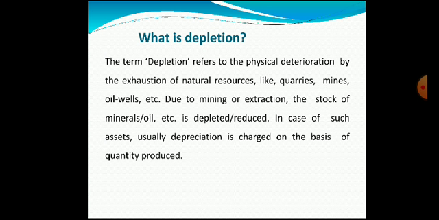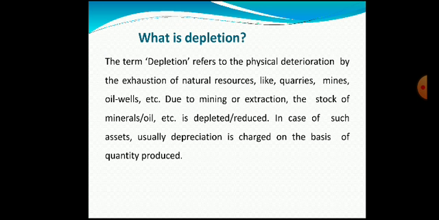Next, what is depletion? There are certain terms which are associated with depreciation. Depreciation is basically charged on the fixed assets of the organization. The term depletion refers to the physical deterioration by the exhaustion of natural resources like quarries, mines, oil wells, etc. Due to mining or extraction, the stock of minerals, oils, etc. is depleted, reduced. In case of such assets, usually depreciation is charged on the basis of quantity produced.